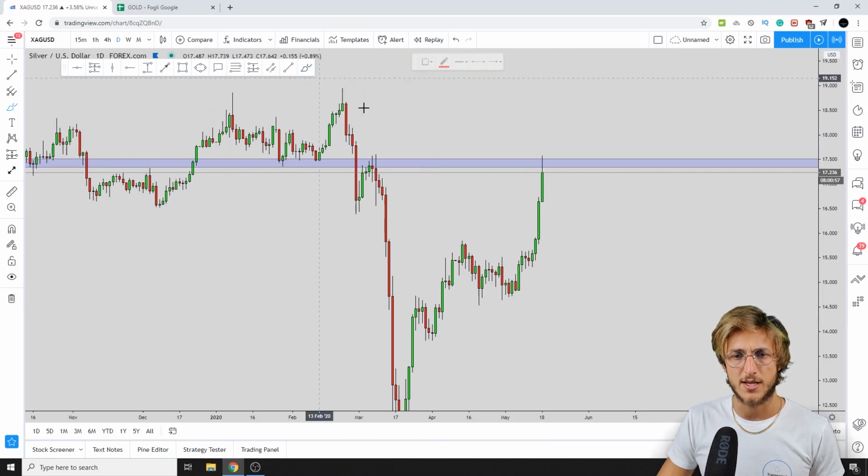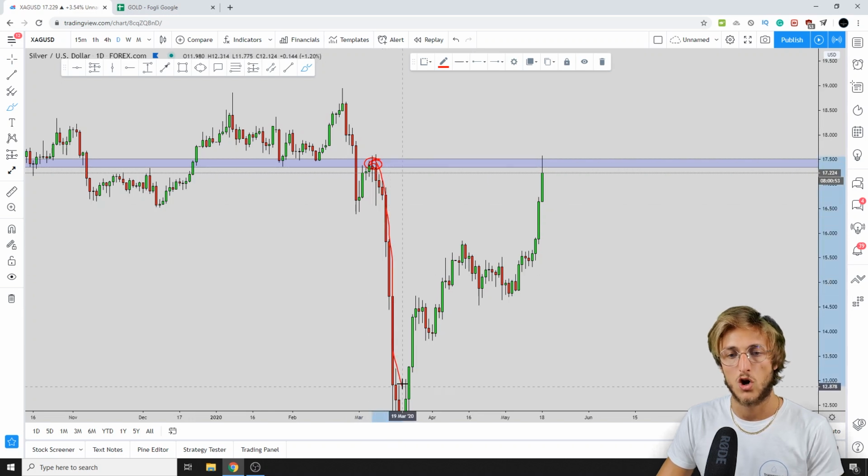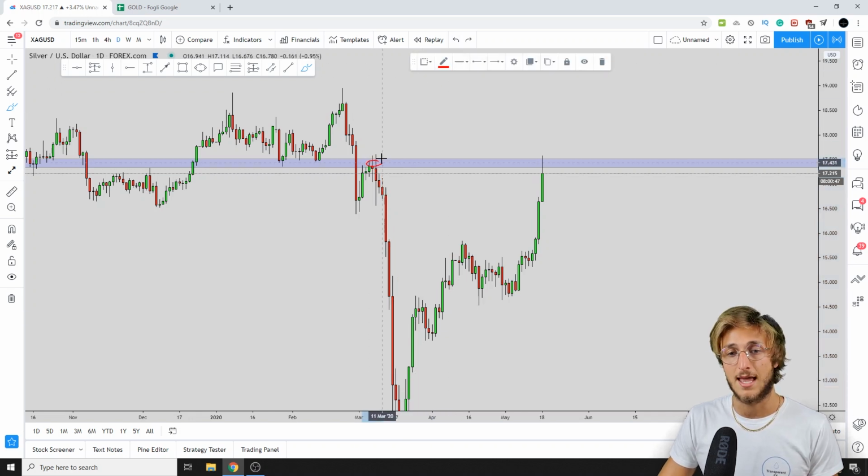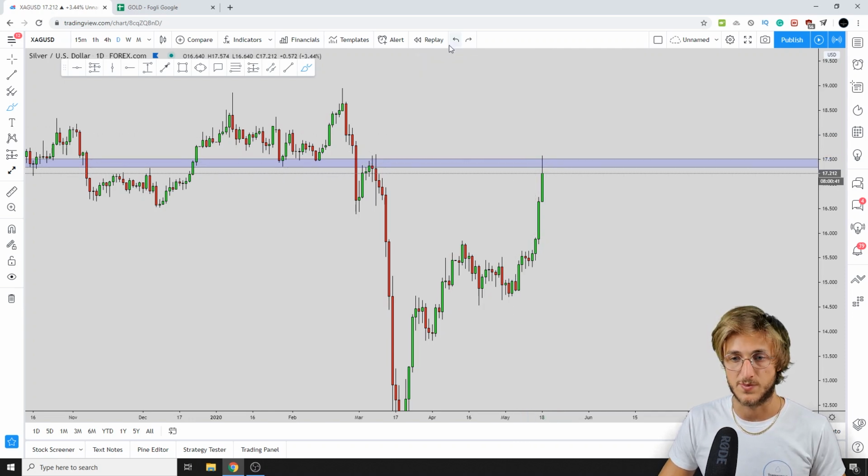Now, from a daily perspective, we can see that this area here was as well the area from which all this drop basically started. So what does it mean? It means that we have strong supply at this area, which is again confirmation of what we want to see already from a weekly perspective.